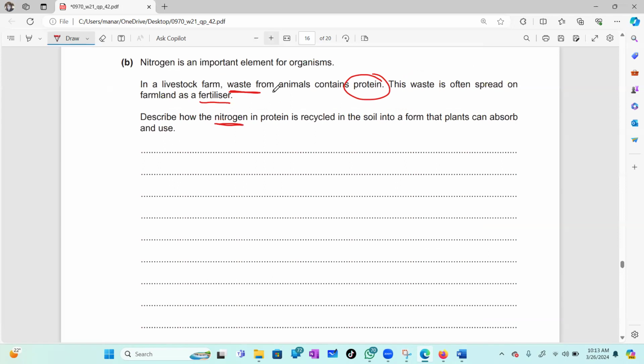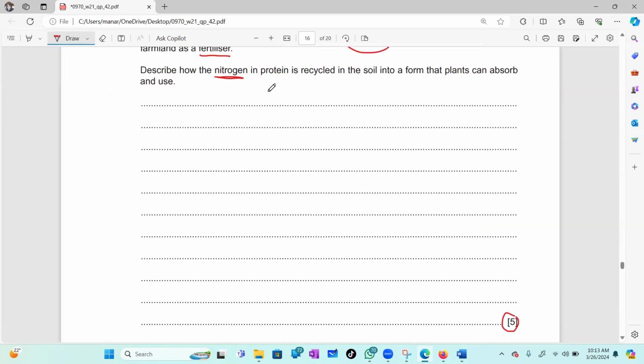First, decomposition. Perfect. So you have waste products. These waste products will be decomposed. Excellent. And then when they are decomposed, what will be released? Amino acids. You are correct. Very good. Waste products contain protein. Proteins will be decomposed. Decomposed means they will be digested. And any protein will be digested into amino acids. Very good.